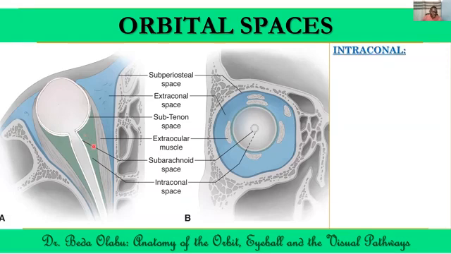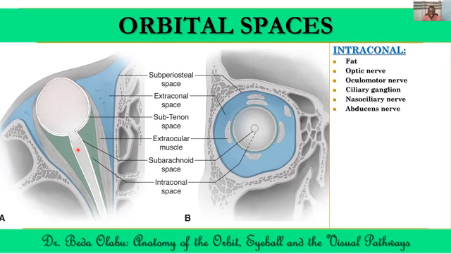So this is the intraconal space. The intraconal space contains a number of things. Of course, we expect fat to be there, but apart from fat, we also expect the optic nerve there. We expect the two divisions of oculomotor nerve, the ciliary ganglion, which is from the inferior division of oculomotor. Nasociliary nerve, which is a branch of the ophthalmic nerve, is also within this particular space. Then abducens nerve, which goes to the lateral rectus, is also a content of this space. The ophthalmic artery is a content of the space as well.